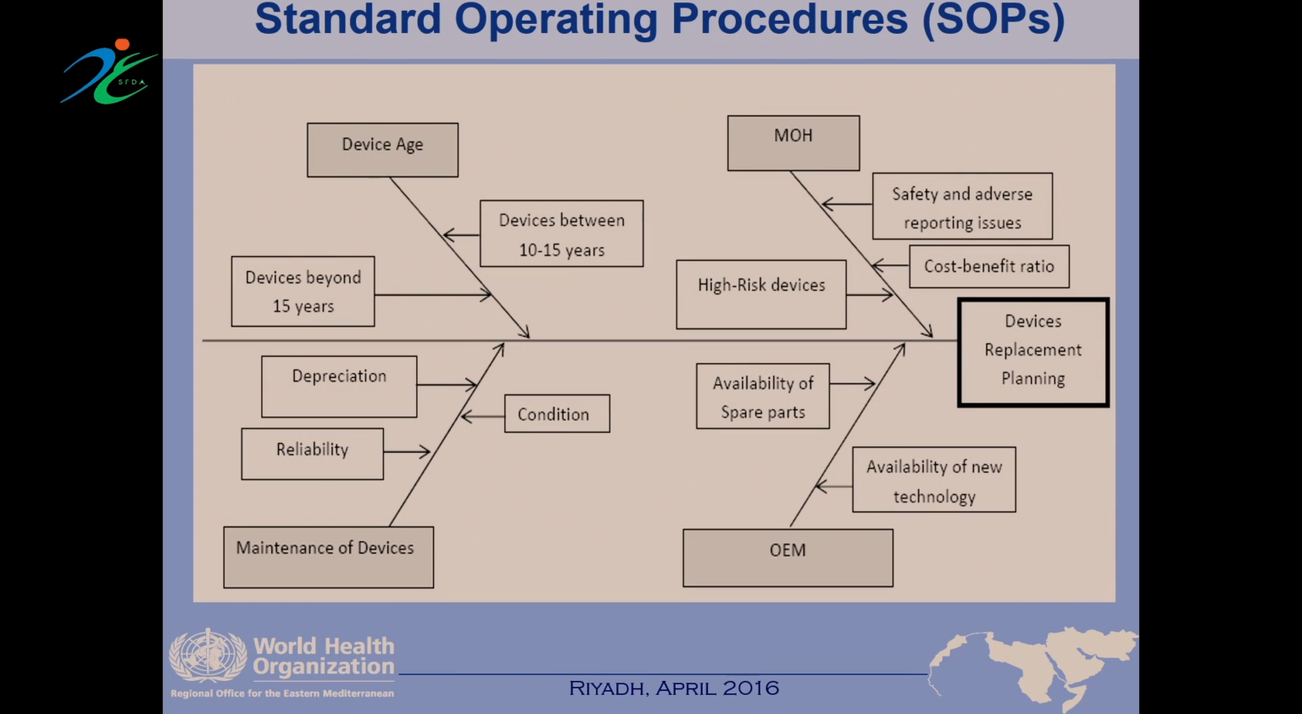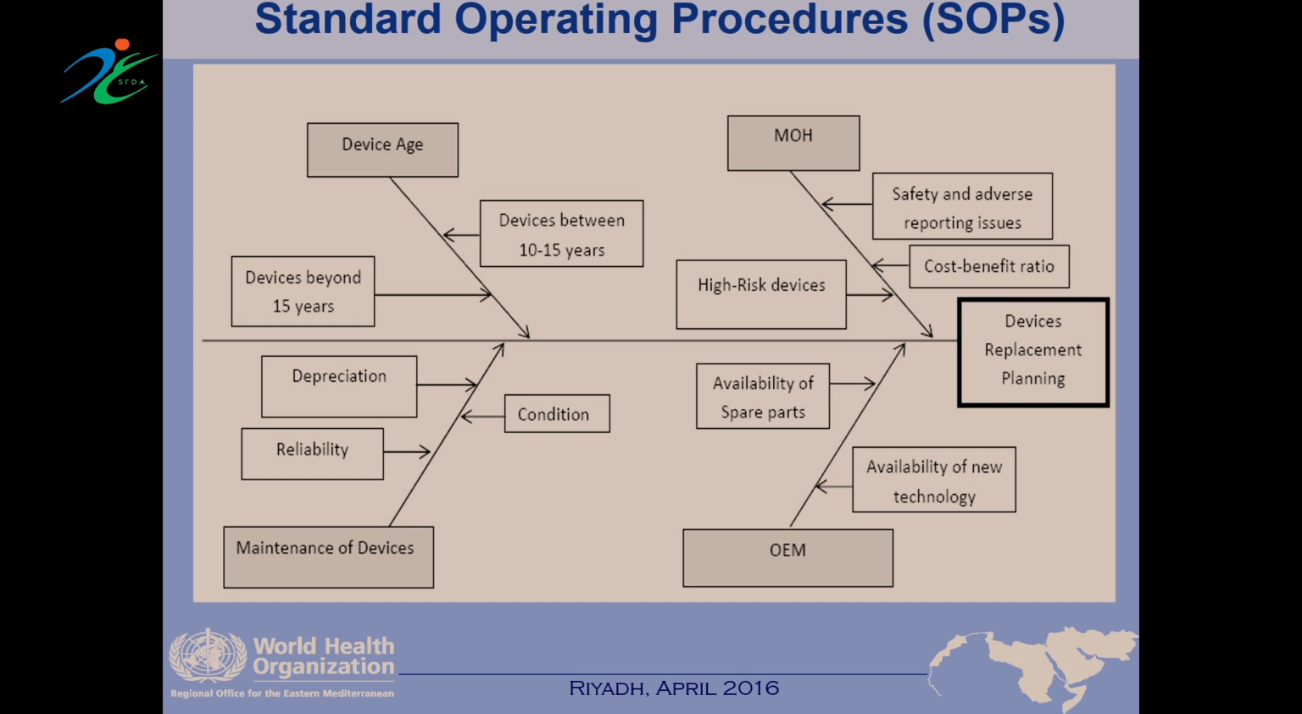So if we take this kind of SOP, standard operating procedure for replacement of equipment, this is what we call a cause and effect diagram. You will see that there are different elements affecting the decision to replace an equipment. As we said, first of all is the device age. So definitely you put in place your plan.